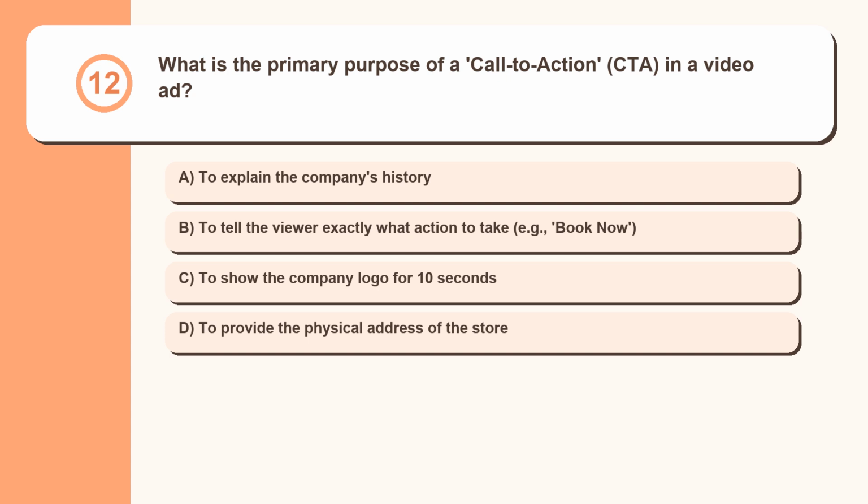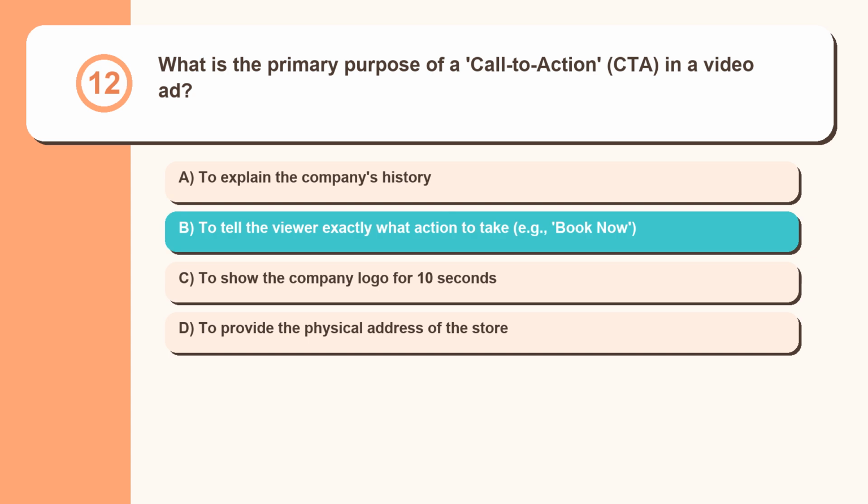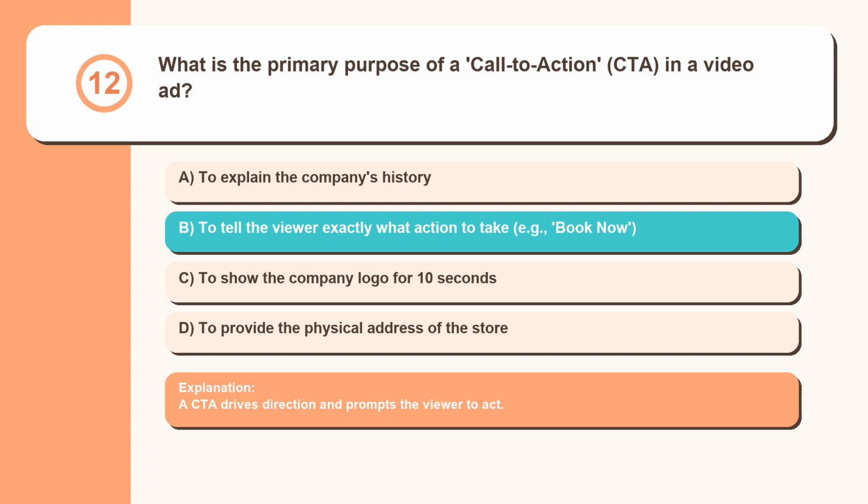Question 12. What is the primary purpose of a call to action, CTA, in a video ad? To explain the company's history. To tell the viewer exactly what action to take, for example, book now. To show the company logo for 10 seconds. To provide the physical address of the store. A CTA drives direction and prompts the viewer to act.